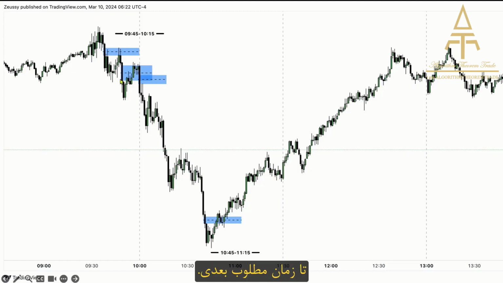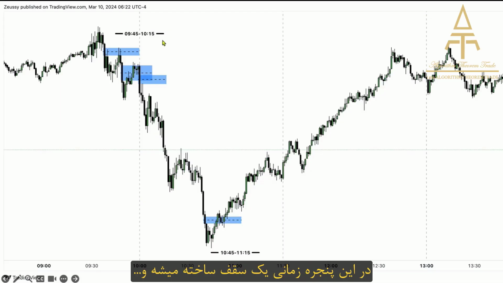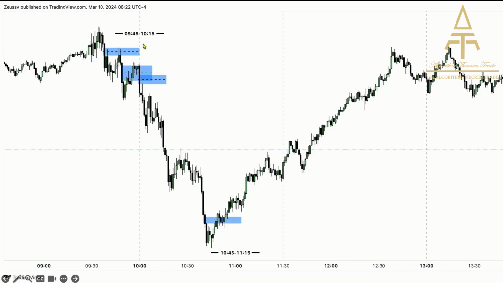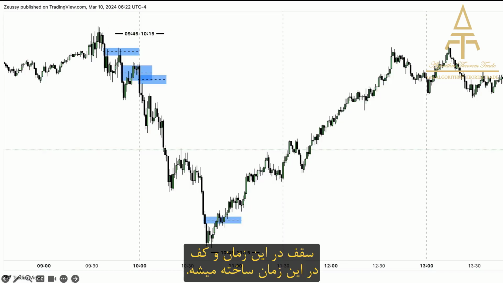Until the next time of interest. So from here, a high forms around this time window, and then the low comes in around the next time of interest. So what we see is that the market moves from time of interest to time of interest. High during this time of interest, low during this time of interest.